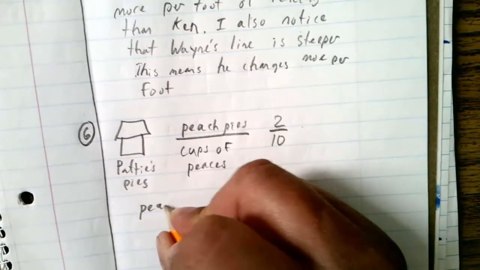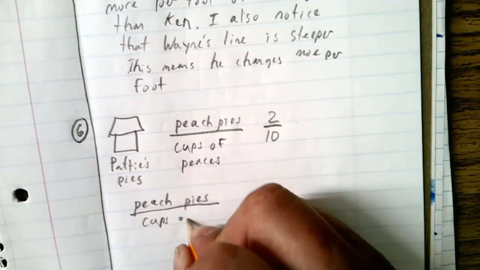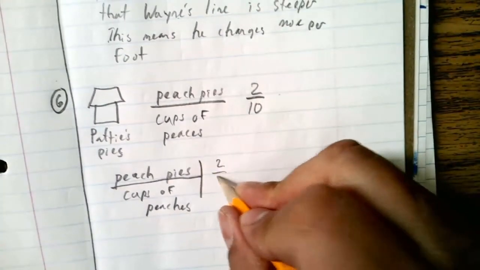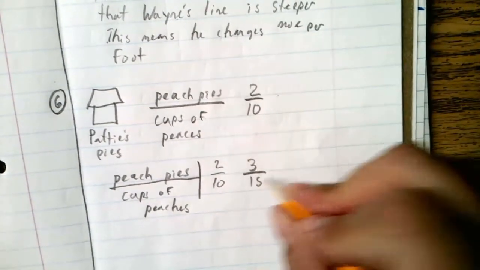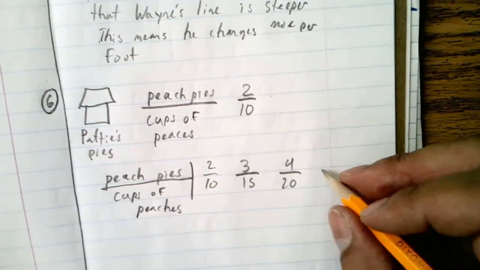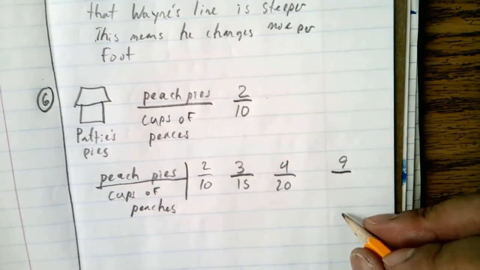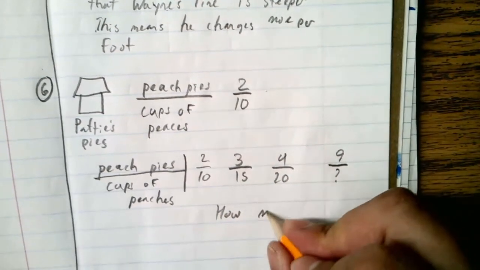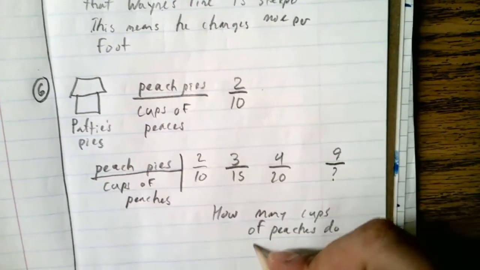And so the question then, and it also gives us more information, by the way. Okay. Here we go with the 2 to 10. But then it tells us with 3 pies, we need 15 cups of peaches. With 4 pies, we need 20 cups of peaches. Then the question is asking, well, what if we want to make 9 pies? How many peaches do we need? Okay, that's the question. And I'll even write it down. How many cups of peaches do we need?